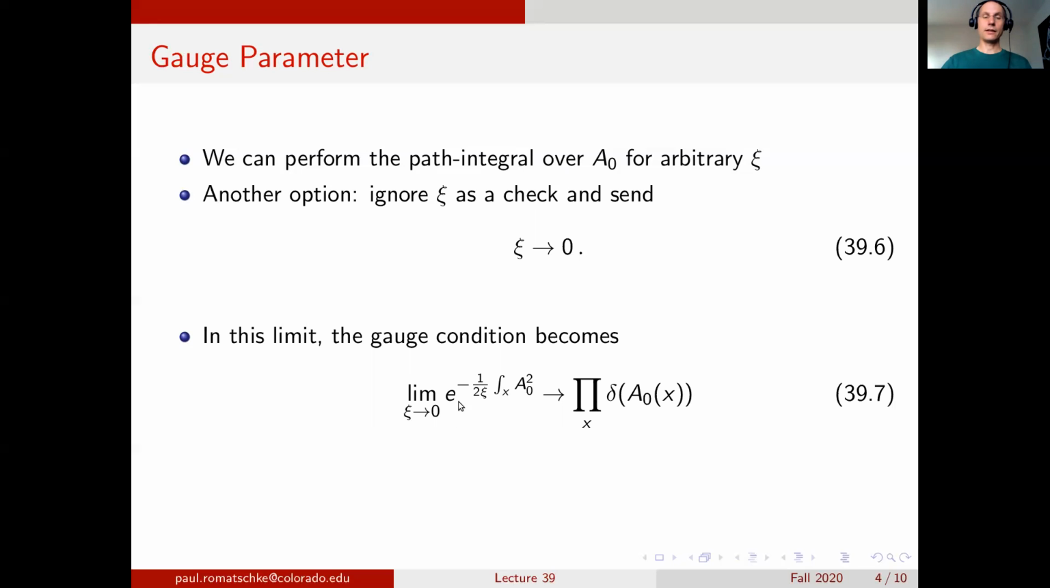Particularly if I write the exponential of the integral over x, I can think of the integral as a sum. So an exponential of the sum is the same as the product of the exponentials. And then the product over x represents the product over all space-time values. And then e to the minus A_0 squared over 2 psi, in the limit psi to 0, is a representation of the delta function. So I get the delta function of A_0 at every point in space-time. So clearly this is a big simplification because we can use this to do the path integral.